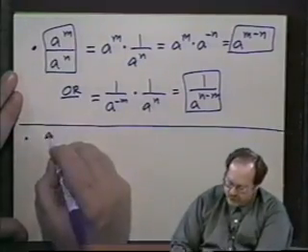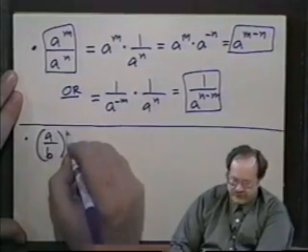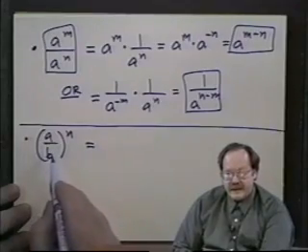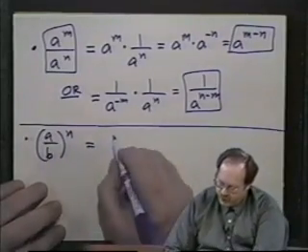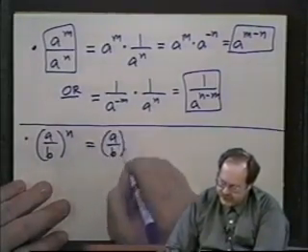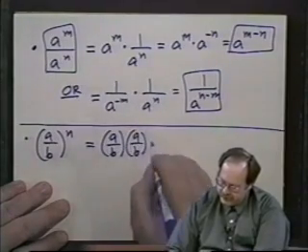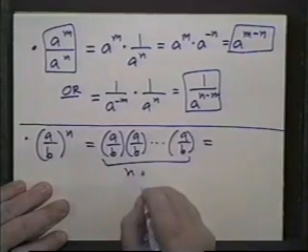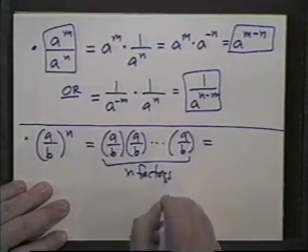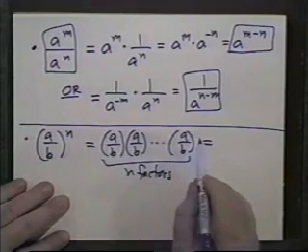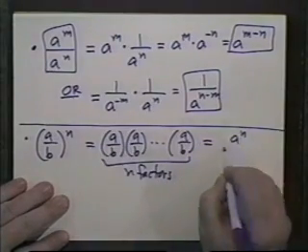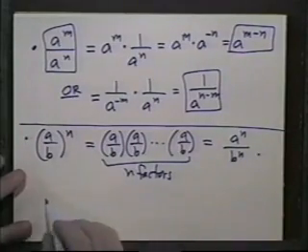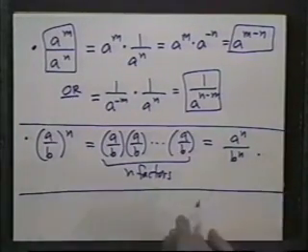Okay, here's one more. What if you had a fraction, a over b, to the n? Now we did this a moment ago with a times b. Now we're doing the division. Well, again, this is a over b times a over b, dot, dot, dot, times a over b. There are n factors. So how many a's are there on top? A to the n. How many b's on the bottom? B to the n. And there you have yet another rule to add to your collection.